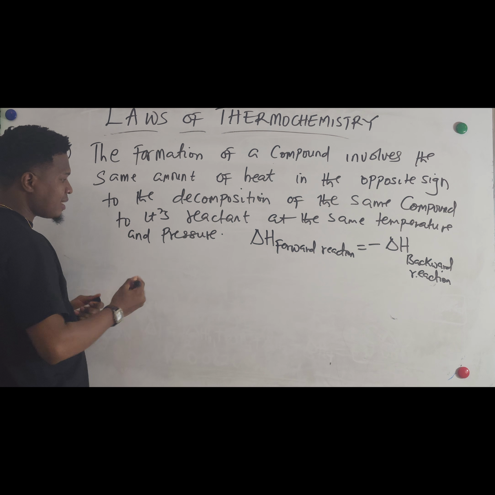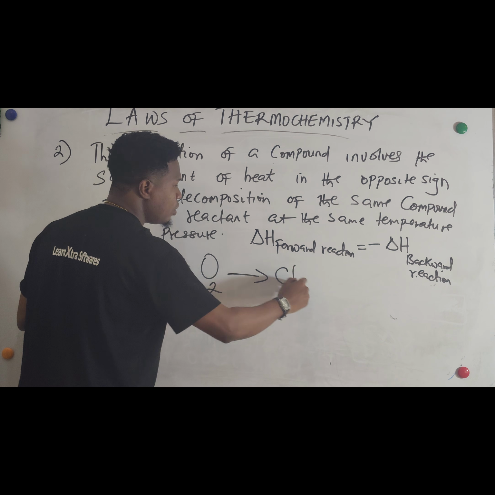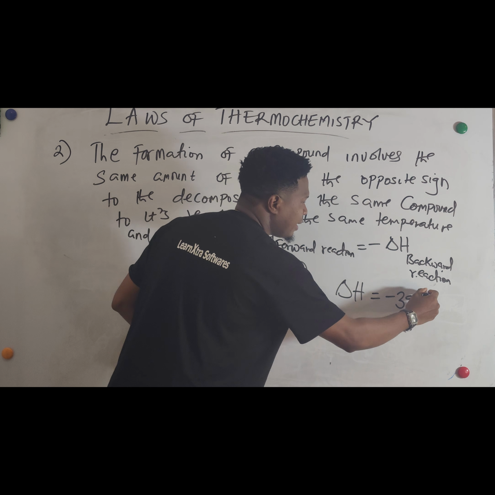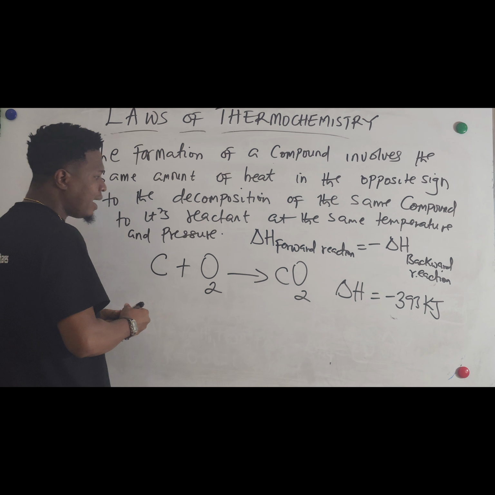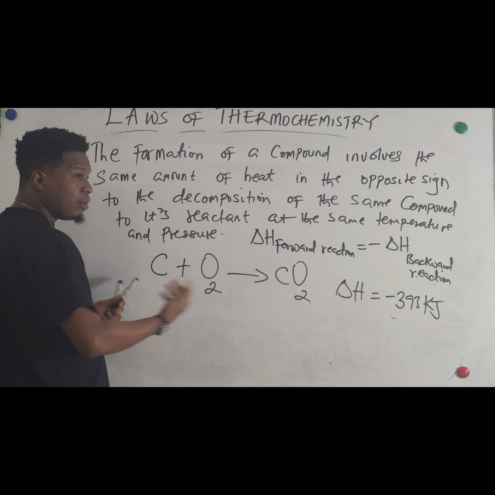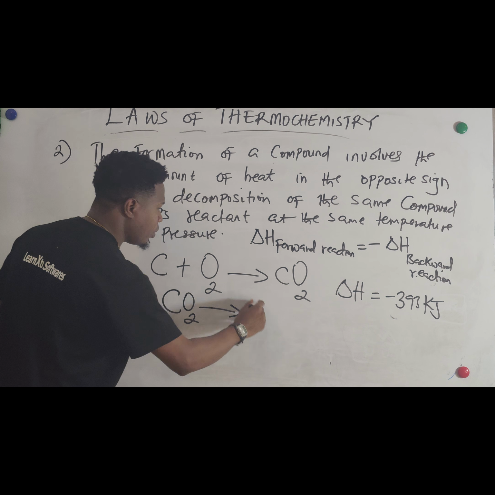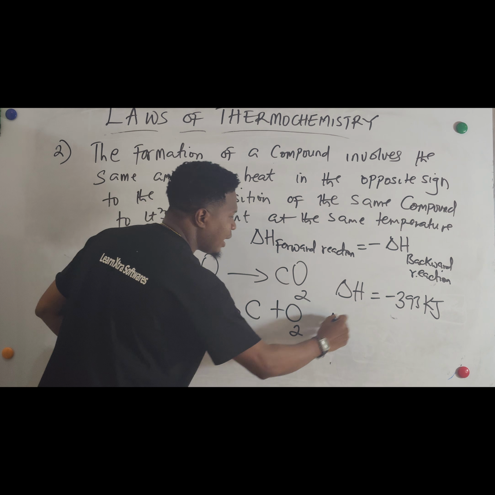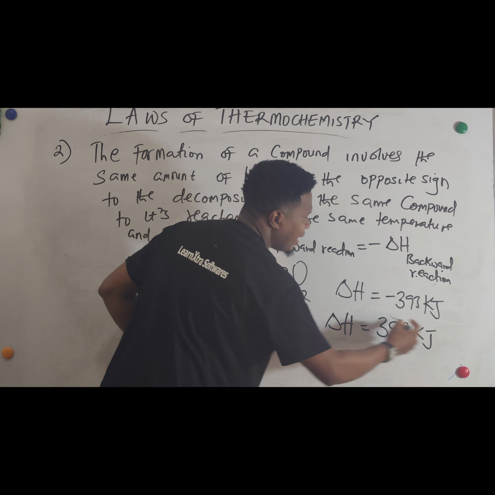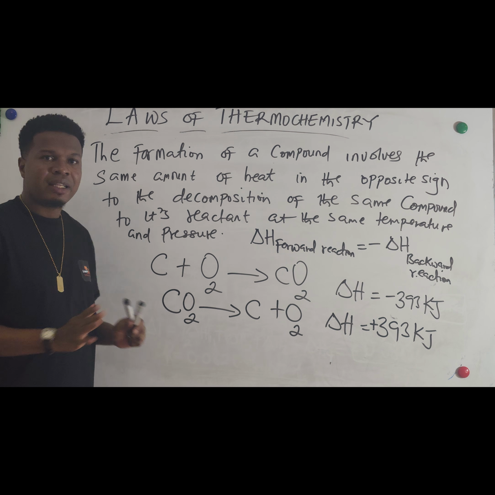What this law is simply saying is that if we have carbon plus oxygen to give us CO2, and the delta H for this is minus 393 kilojoules, and we reverse this equation under the same temperature and pressure, CO2 to give us C plus O2, the delta H will be the same value but opposite in sign. The negative sign will turn to a plus sign. This is what this law is simply trying to say.